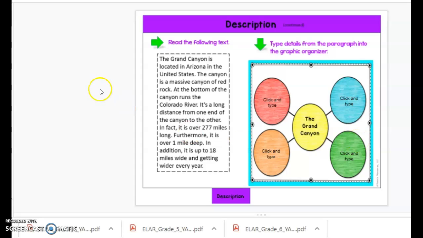Okay? So, once you do that, you are going to be all set to go for when we meet again to discuss the last set of text structures.